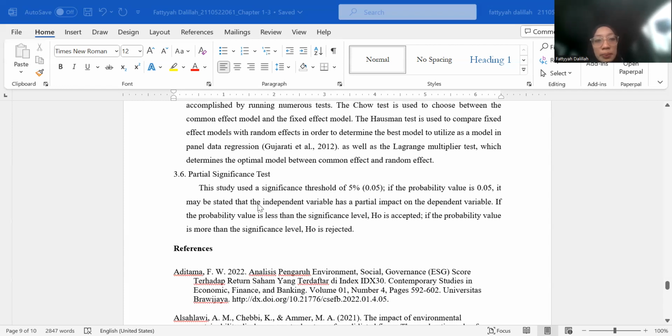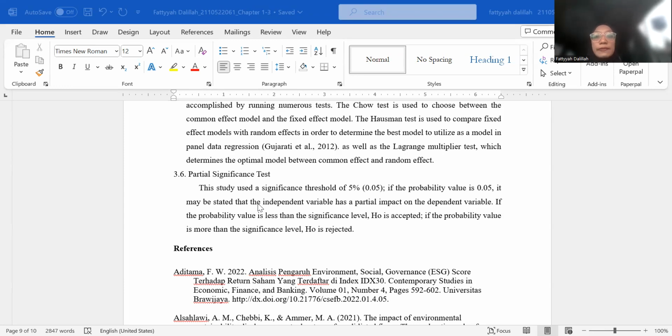And the last one in my research method is the partial significance test. This study used a significance threshold of 5%, or we can convert it to the decimal 0.05. And if the probability value is below 0.05, it may be stated that the independent variable has a partial impact on the dependent variable.